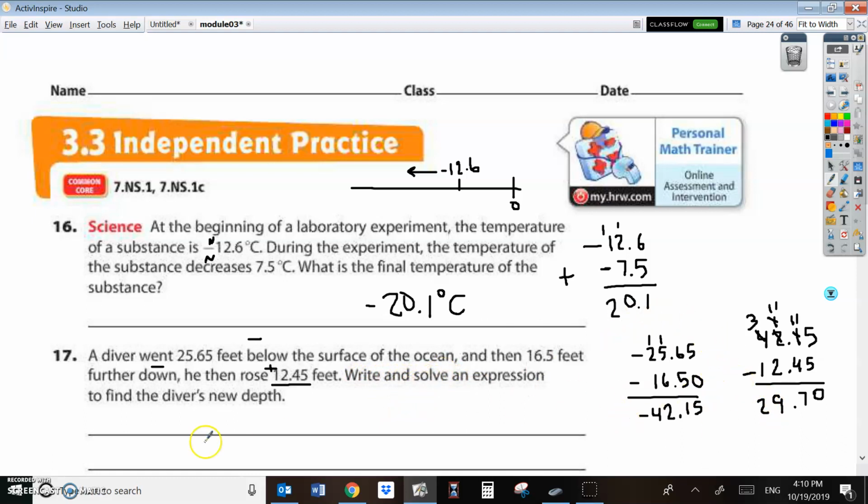Well, here's my expression. And you could do the whole thing here. You could do negative 25.65 minus 16.5 plus 12.45. So this is all equaling the same thing. Here we have our negatives that we worked with, here we have our positive, and then in all it's 29. But that's going to be negative. And that's feet, right? So feet.